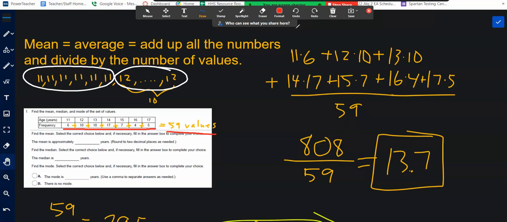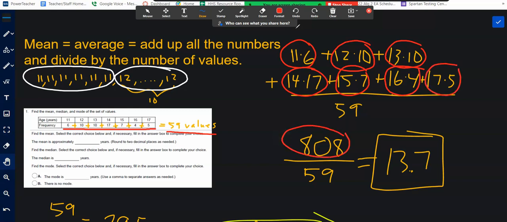Okay? So, how do we find an average? We add up all the numbers. Well, do I really want to write 11 plus 11 plus 11 plus 11 plus 11 plus 11? No. So I wrote 11 times 6, 12 times 10, 13 times 10. So I'm really just taking the value and multiplying by the frequency, and then, of course, we're adding them all up. And when we add them all up, we get 808. Then, of course, we divide by the total number of values, which is 59, thereby giving us an average of 13.7.